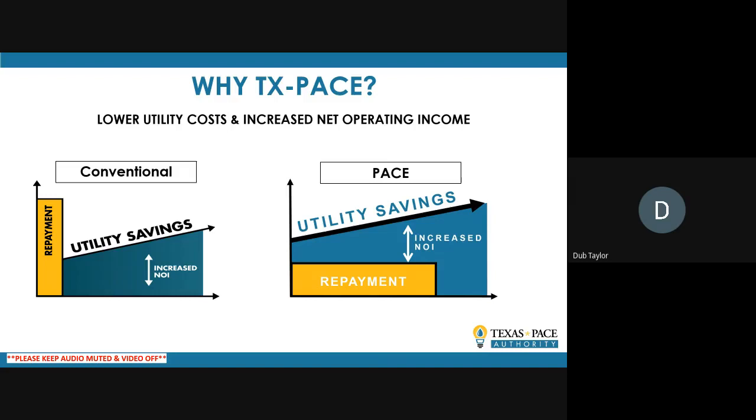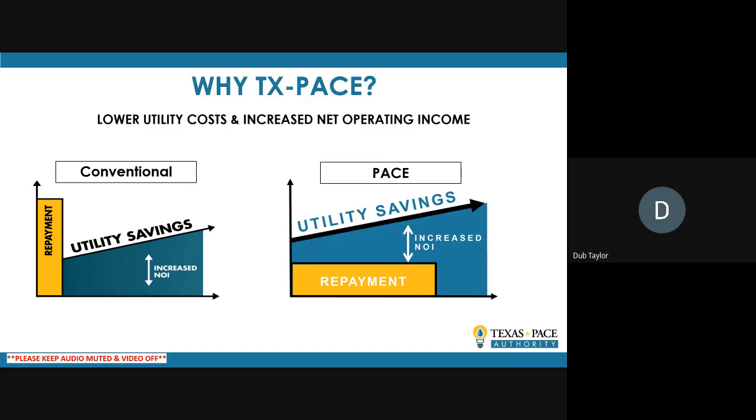And in a conventional scenario, as you see on the left, the repayment for that equipment loan is typically over a fairly short term, maybe no more than 5 years. So for the first 5 years after the project's completed, you have more debt service than you do utility savings. And so, from a net operating income perspective, you're upside down. And after that repayment's complete, of course, you then begin realizing the utility savings, but there is that delayed period.